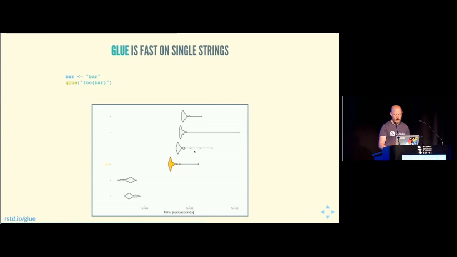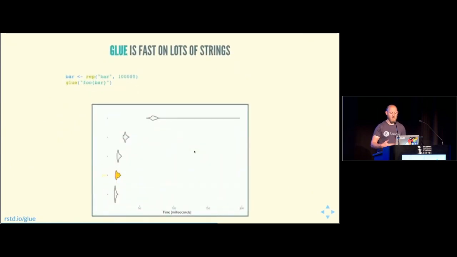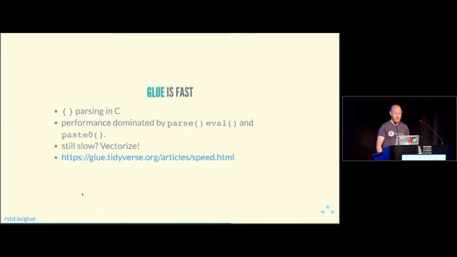So that's interesting. If we now make this a larger set of strings, so now instead of returning a single string, we're returning 100,000 strings, we see this changes slightly. Glue is now mostly on par in speed with paste0 and sprintf. This is really taking advantage of vectorization inside glue. I should note that glue uses paste0 internally, so it's never going to be faster than paste0 just by logic.